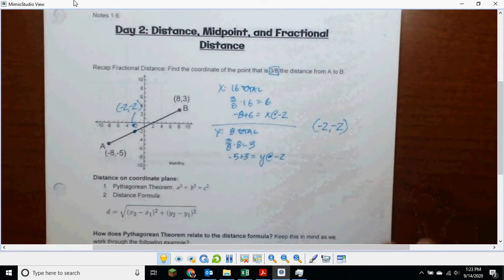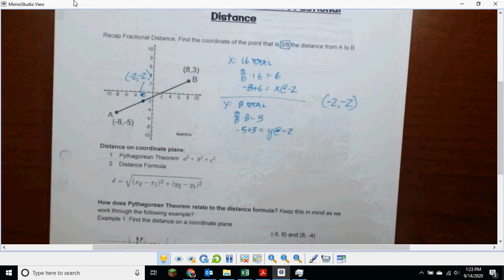So again, break it down into its x component and its y component. Find the total distance, apply the fraction to that total distance, and that gives you each coordinate.